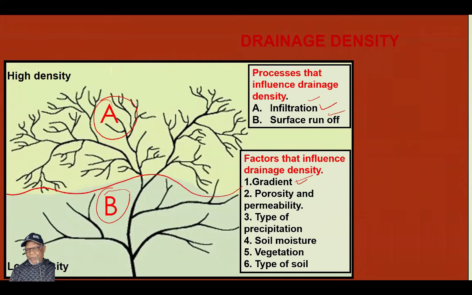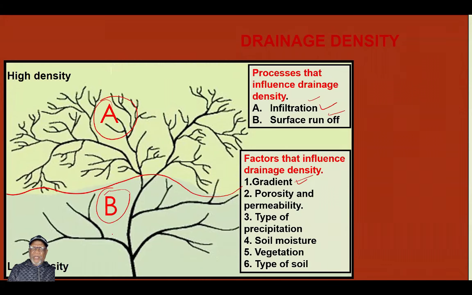And it means at B, the soil is dry. Because of the dry soil, there is going to be more infiltration. And because of more infiltration, there's going to be less surface runoff and lesser drainage density. We have already spoken about vegetation, and type of soil is the same as porosity and permeability. It means the soil at B is more permeable.